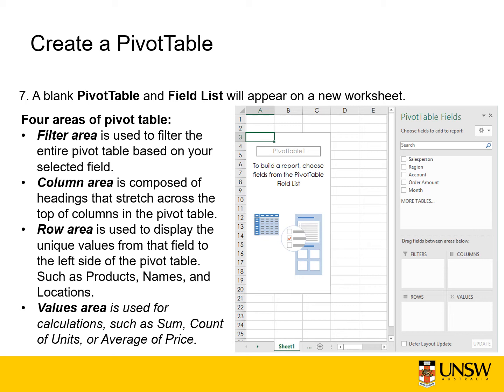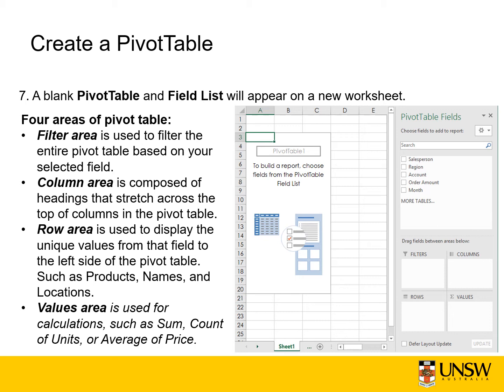The column area is composed of headings that stretch across the top of the columns in the pivot table. Placing a data field into the column area displays the unique values from that field in a column-oriented perspective. The row area is used to display the unique values from the field to the left side of the pivot table. The fields that we would drop in the row area include those that we want to group and categorize. They can be product names and locations.